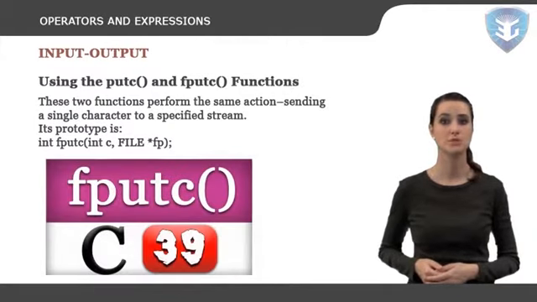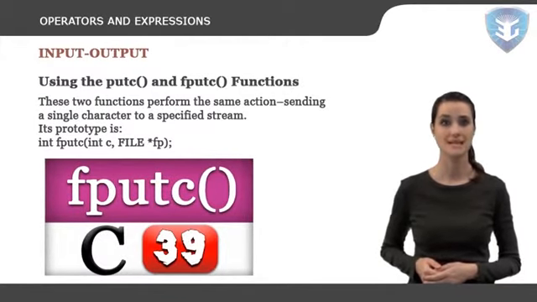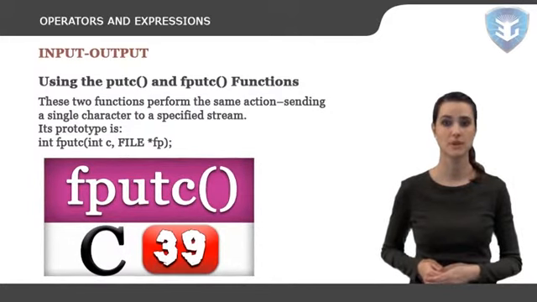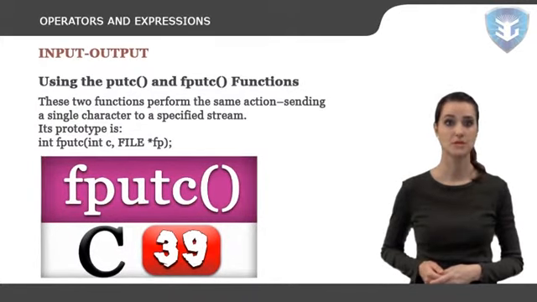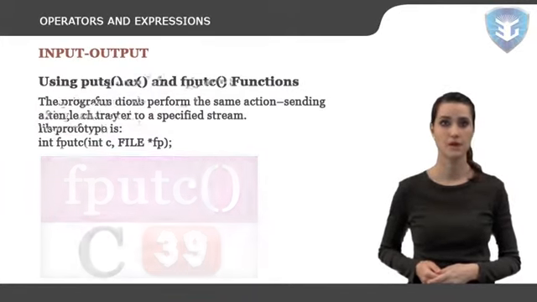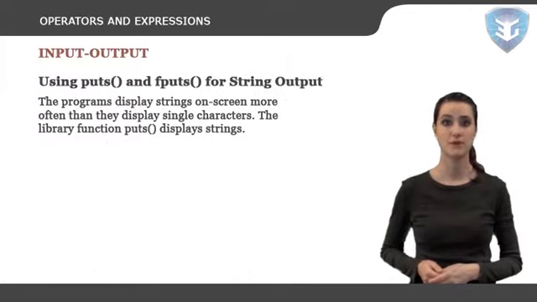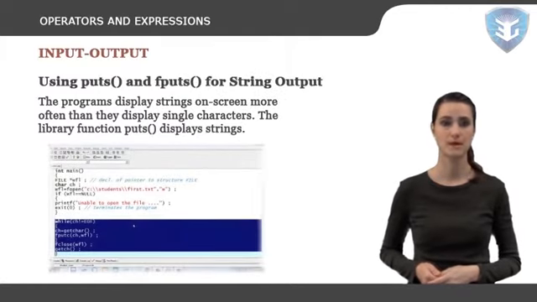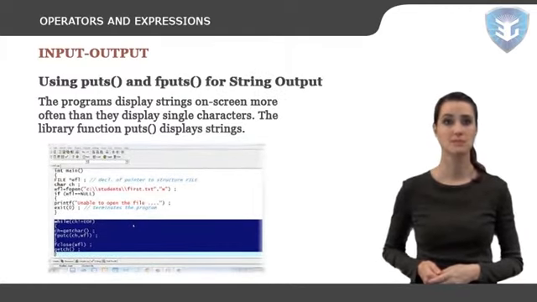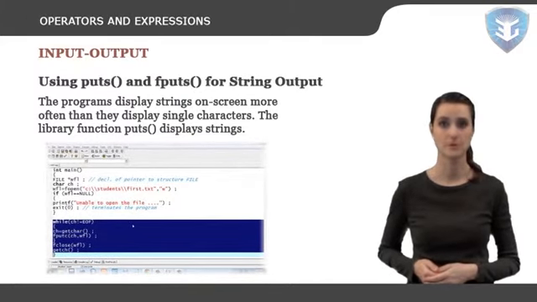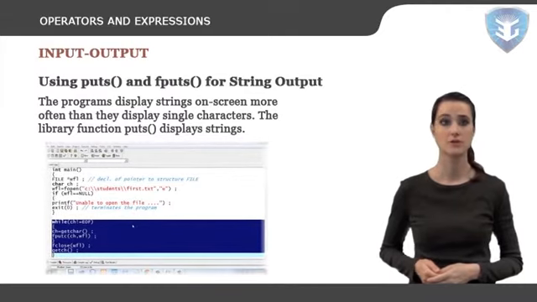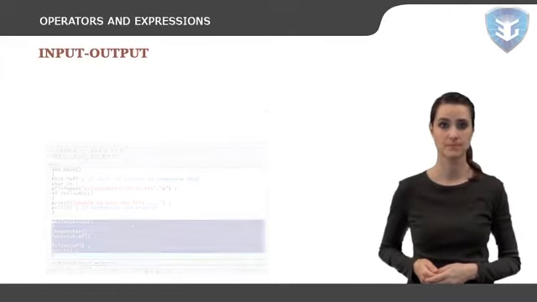Using the putc and fputc functions. These two functions perform the same action, sending a single character to a specified stream. The putc function is a macro implementation of the fputc function. Its prototype is shown here. Using puts and fputs functions for string output. Programs display strings on screen more often than they display single characters. The library function puts displays strings.